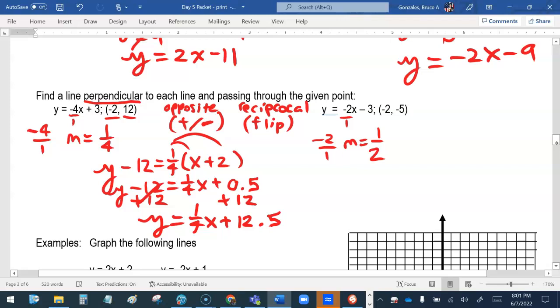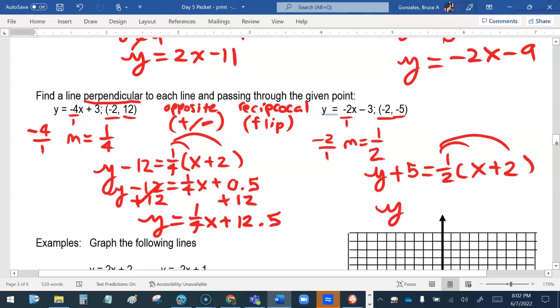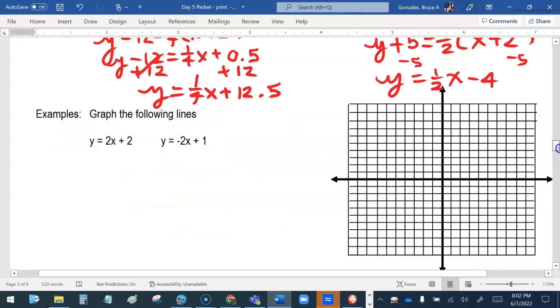Same thing here. So y minus the opposite of -5, so +5, equals the slope, 1/2. X minus the opposite of -2, so +2. Distribute, and then subtract 5. Once you distribute, you're going to end up with 1/2 x minus 4. Because half of 2 is 1, 1 minus 5 is -4. Okay, I'll give you a second to write that down. My bad.